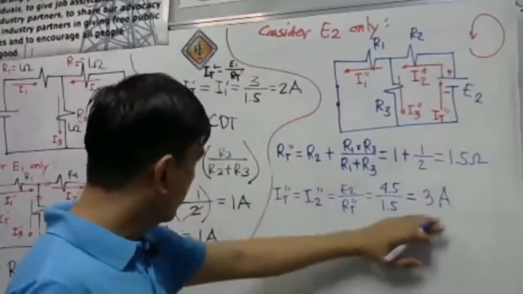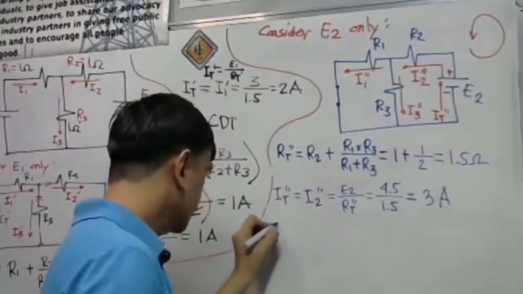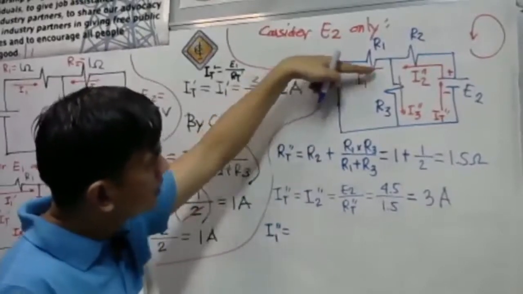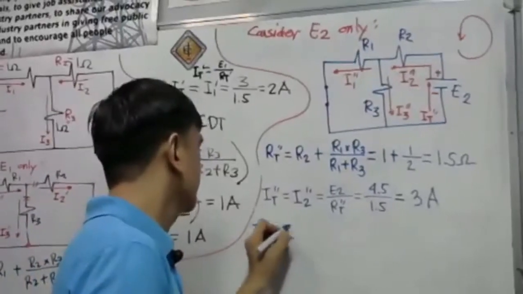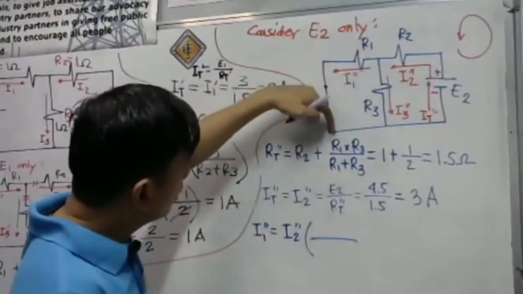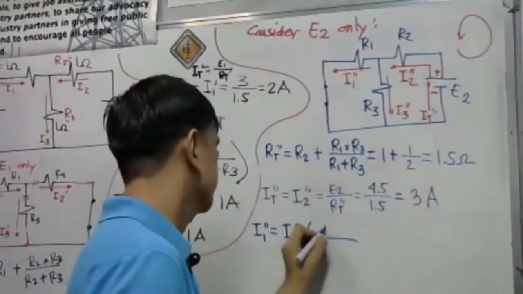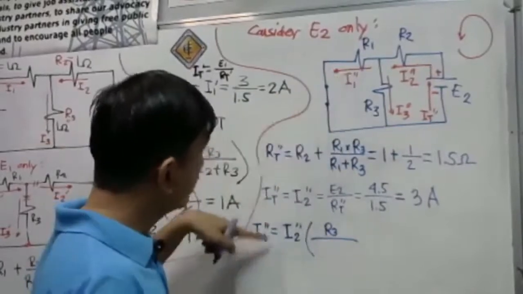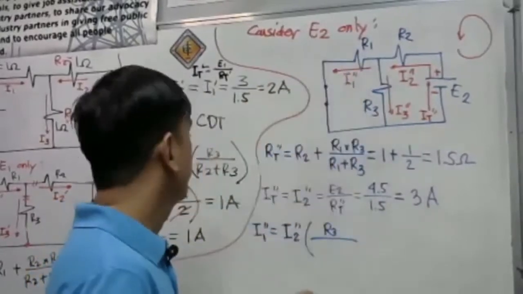Okay? So we have 3 amperes. So let us have our I1 double prime. By the current divider theorem, I1 double prime is equal to the resultant current, which is I2 double prime, multiplied by the opposite resistance. For I1 double prime, the opposite resistance is R3, over R1 plus R3.